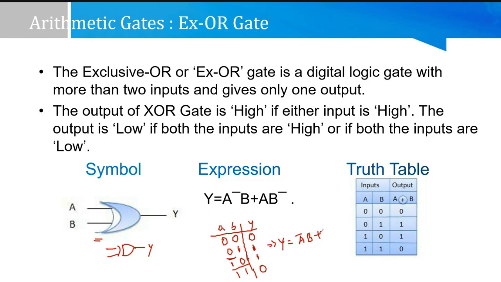We will discuss how to write the expression in the next session, so don't worry about that. And A is 1, so this will be A, and B is 0, so this will be B bar. So here you can see the expression as A bar B plus B into A bar.